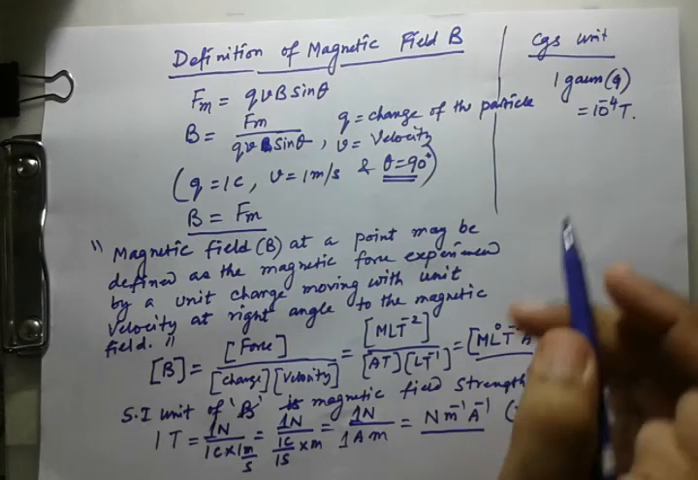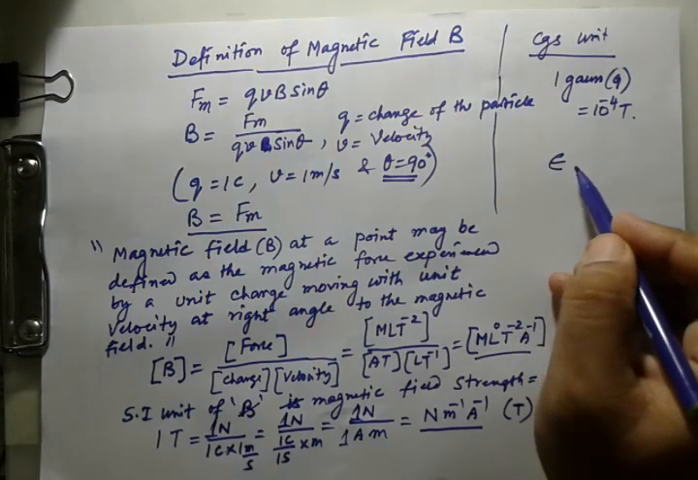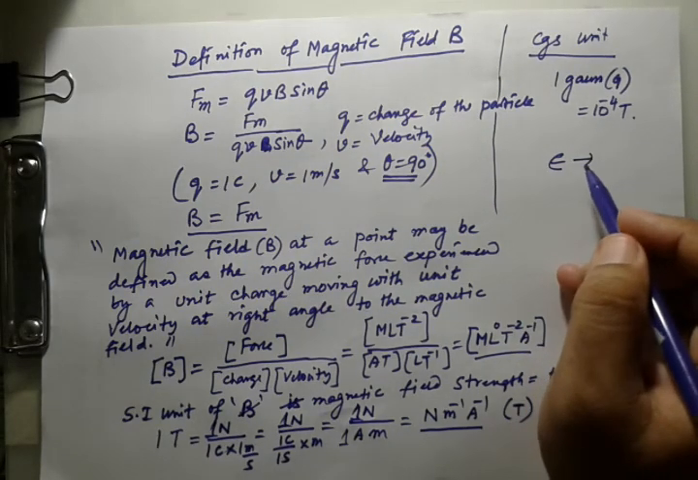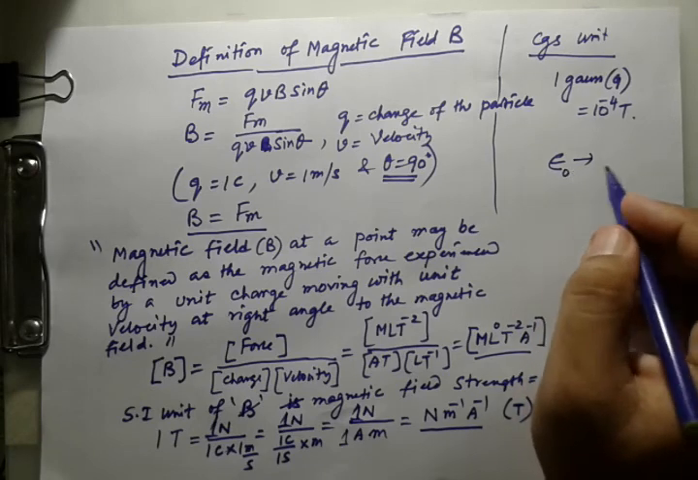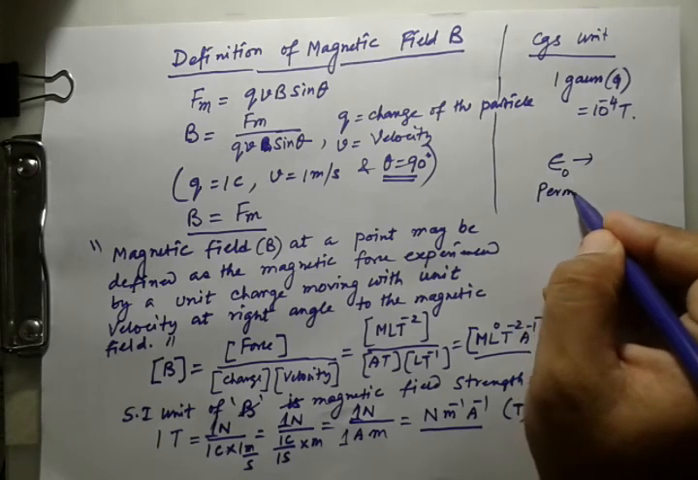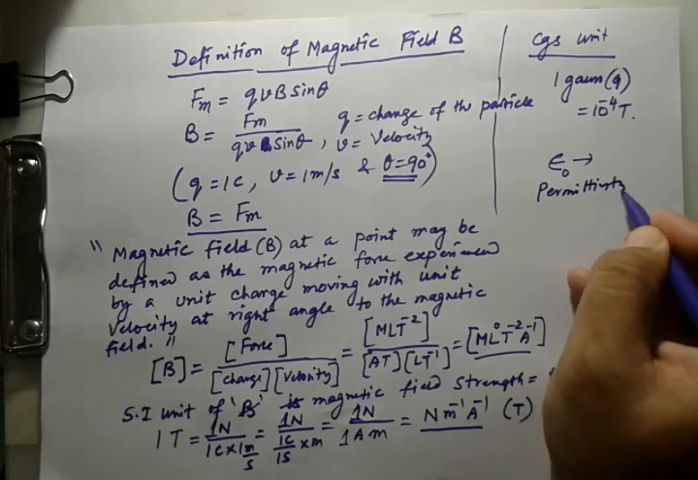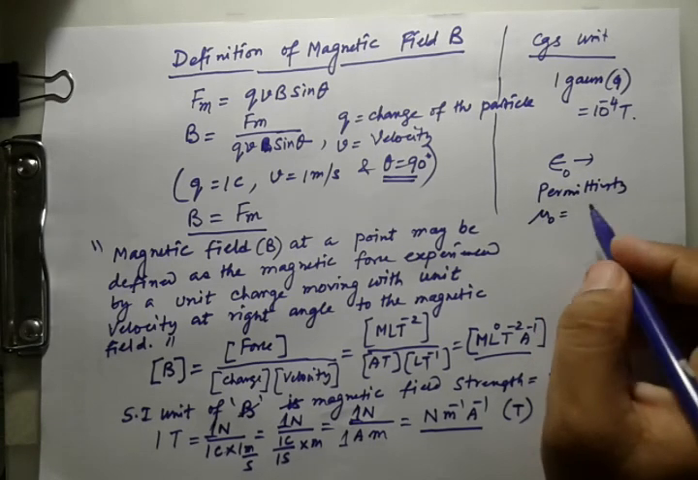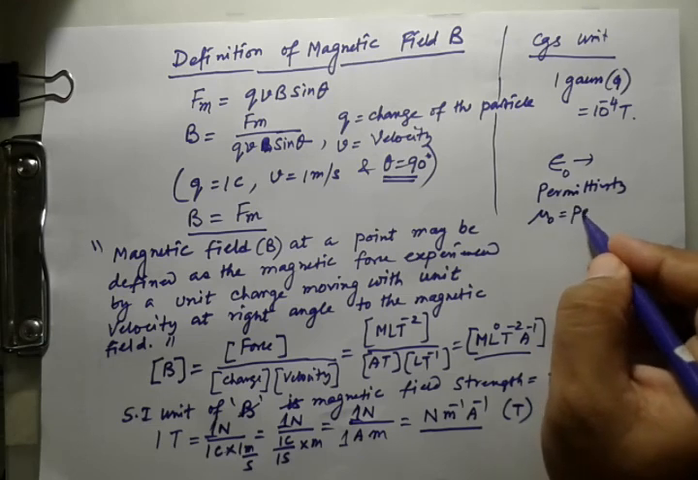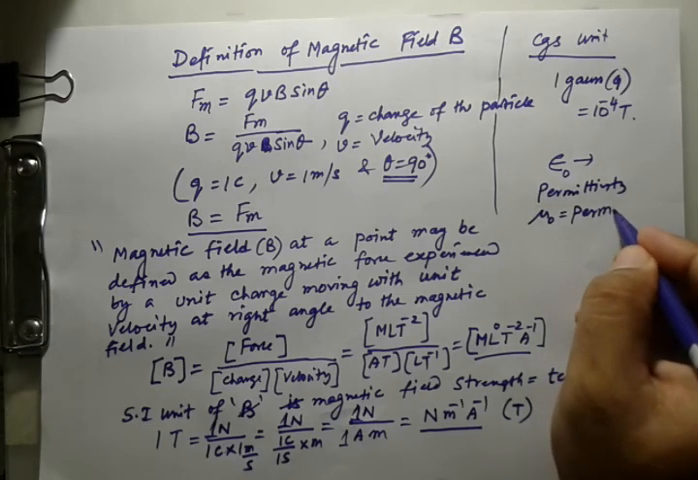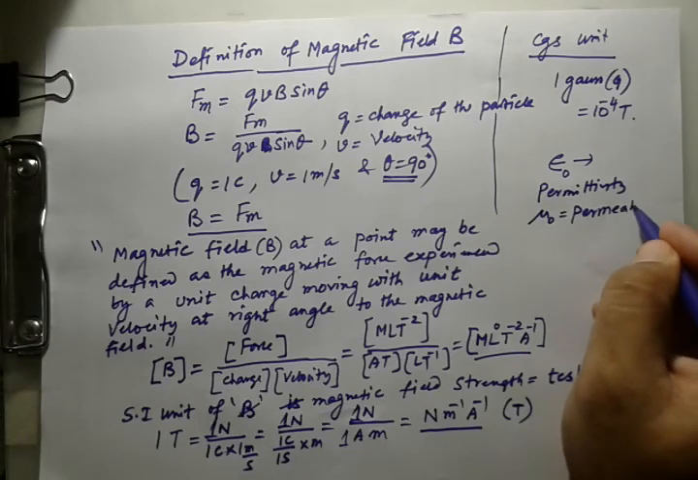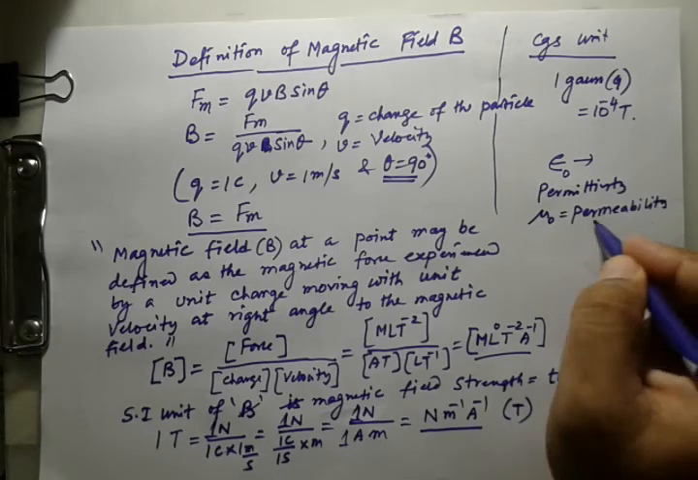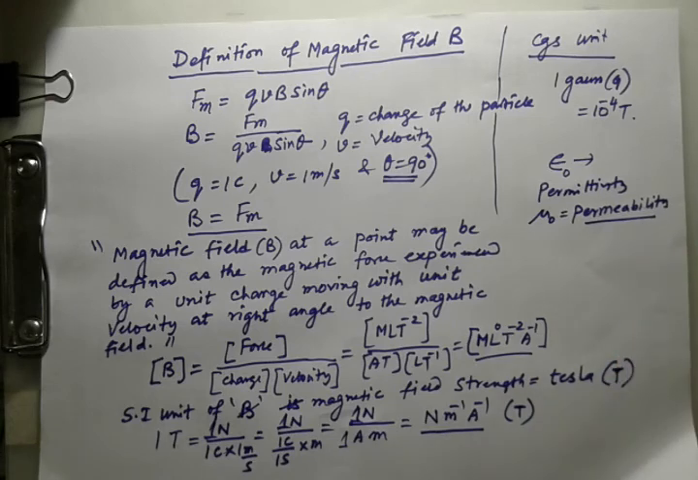The electric field depends upon the permittivity of free space. But in the case of the magnetic field, you will learn mu naught or mu, which is called permeability. So one is permittivity, another is permeability. Permeability is for the magnetic field.